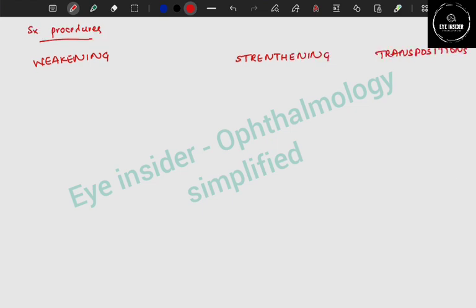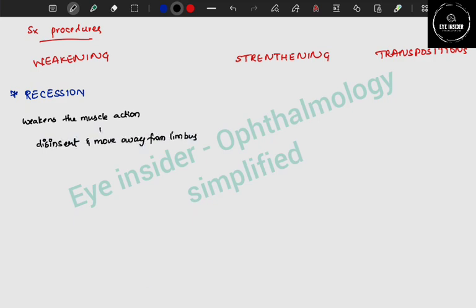We shall discuss each of it in detail in this class. Coming to the weakening procedures, we have recession. So what is recession? It weakens the muscle action by disinserting it and moving it away from the limbus. So the insertion is moved away from the limbus. This in turn reduces the arc of contact and reduces the power of the muscle.